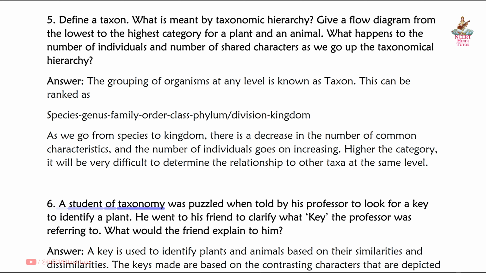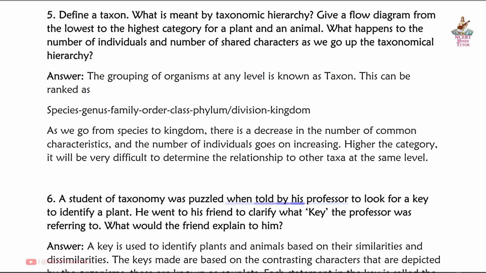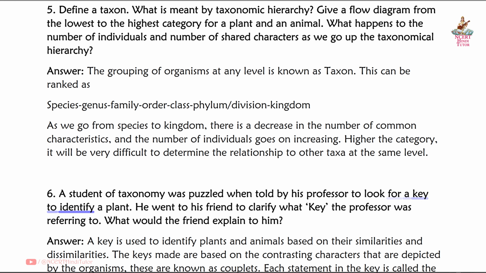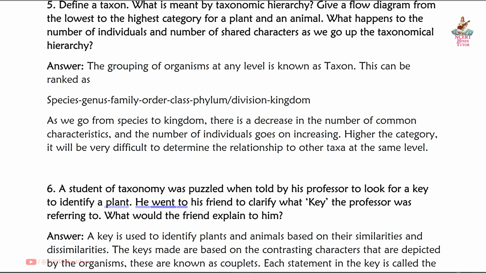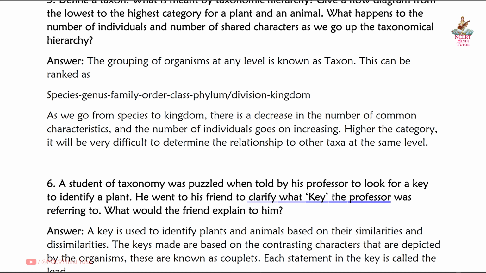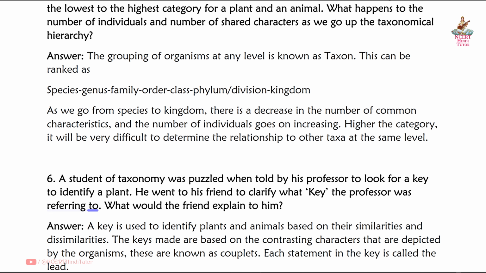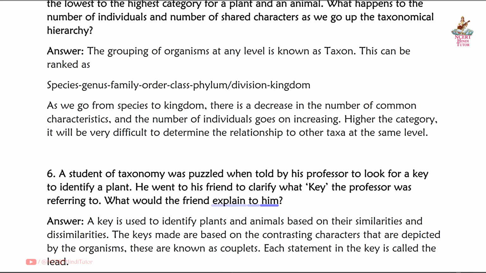6. A student of taxonomy was puzzled when told by his professor to look for a key to identify a plant. He went to his friend to clarify what key the professor was referring to. What would the friend explain to him?